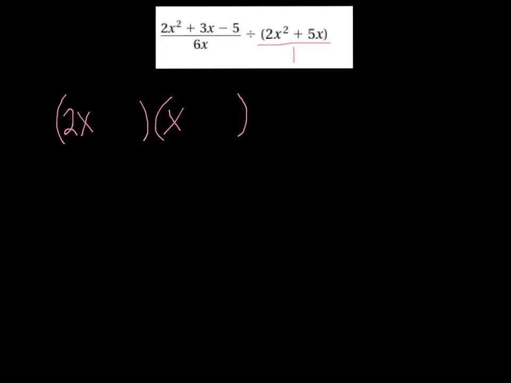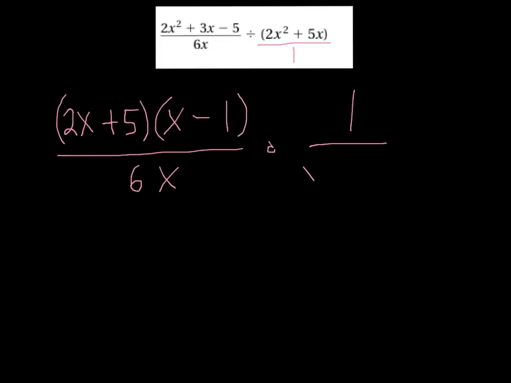a difference of 3, which means we don't want to multiply the 5 times the 2. This gives us a 5x and a 2x, a difference of 3x. We want it to be positive, so the 5 should be positive and the 1 should be negative. 5x minus 2x equals 3x. All over 6 times x times 1 over, we'll factor out an x, and we'll get 2x plus 5.